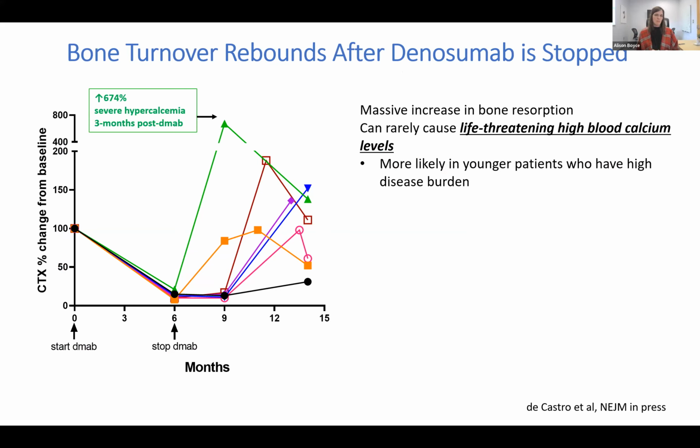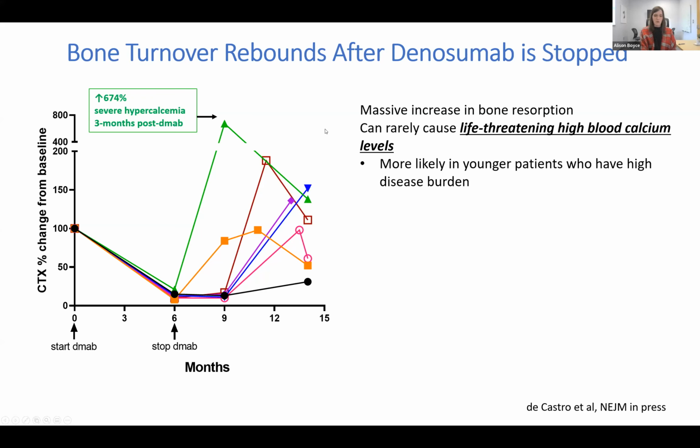But you do pay a price for altering bone turnover, because when this drug is stopped, the bone turnover increases, and it doesn't just go back to where it was before treatment, it goes even higher than it was before treatment, before settling down to right about where it was before.